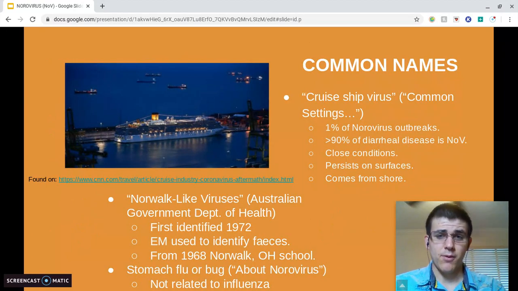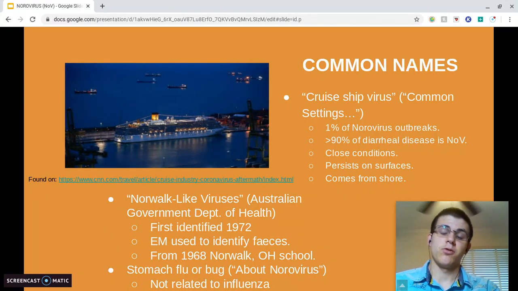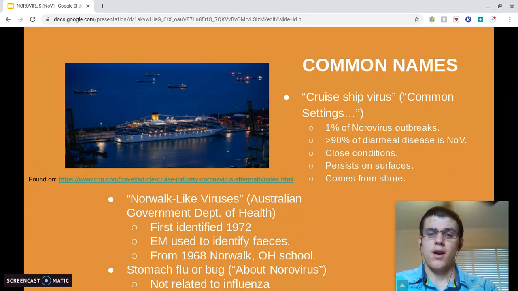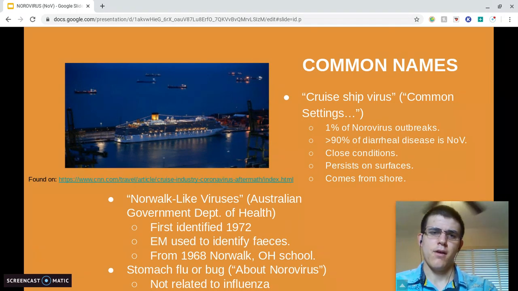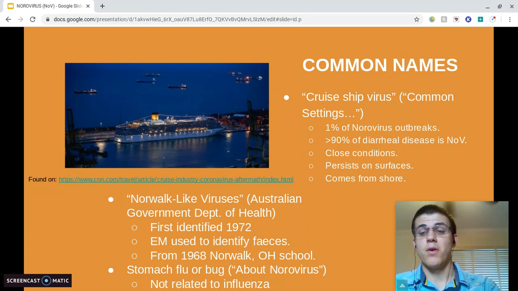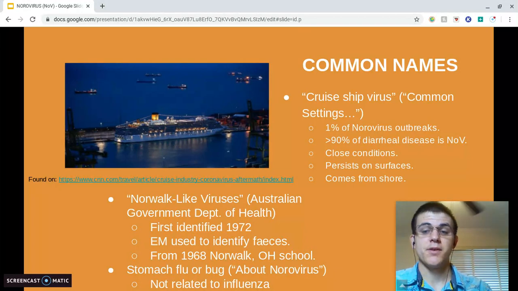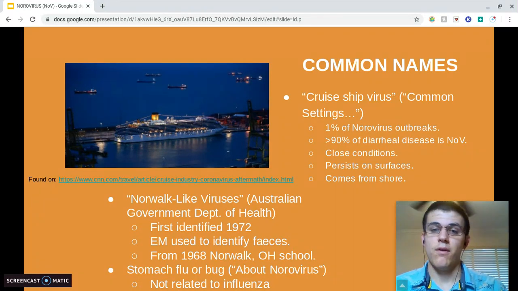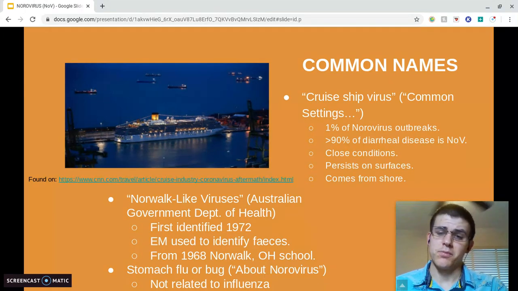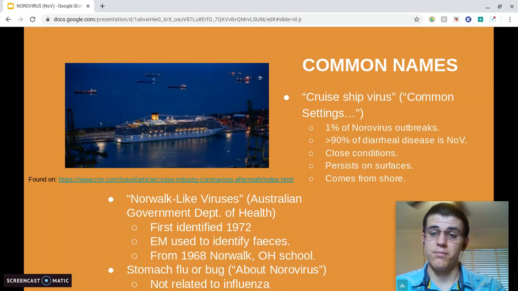There are three common names that I want to go over. The first is cruise ship virus, and people call it this not because these diseases exclusively occur on cruise ships. Only 1% of norovirus outbreaks occur on cruise ships, so it's not very common on cruise ships. But when you have diarrheal diseases on cruise ships, over 90% of them are linked to norovirus. And this occurs because you are in close proximity to other people.